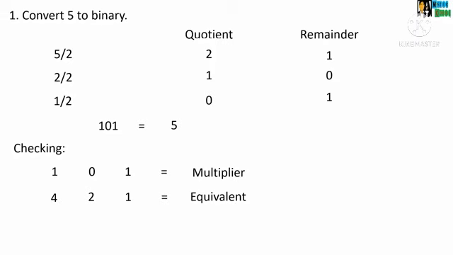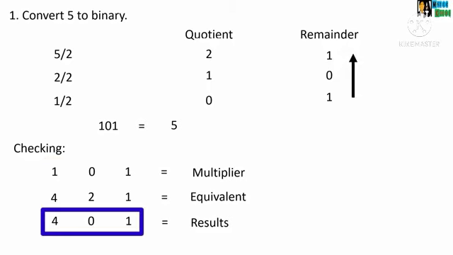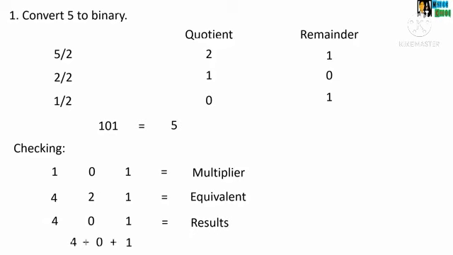Moving on, let's multiply the equivalent and the multiplier. So 1 times 1 is equal to 1. 0 times 2 is equal to 0. And 1 times 4 is equal to 4. So this is the result. And the last step, let us add the result. 4 plus 0 plus 1. The answer is 5. So the binary number of 5 is 101.